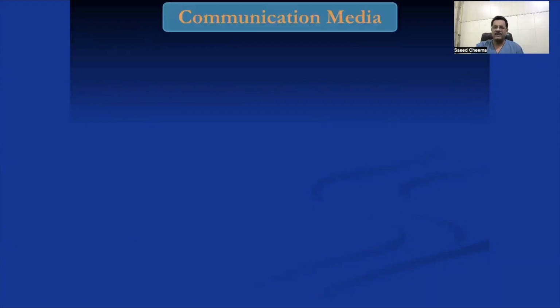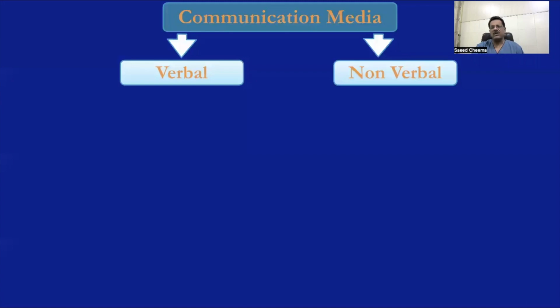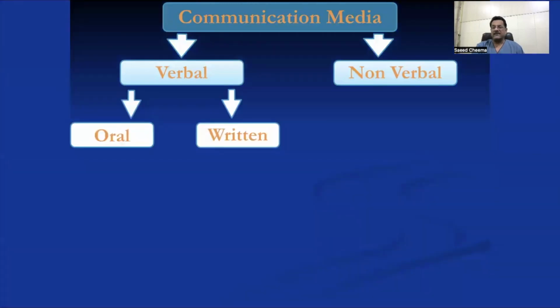So let's see, how do we classify various communications? What are the types of communication? As I mentioned earlier, if we classify it on the basis of use of media only, this will be either with words or without words, and we use verbal or non-verbal. Even in verbal, there are further two classes of communication. One is oral communication, and the other one is written communication.